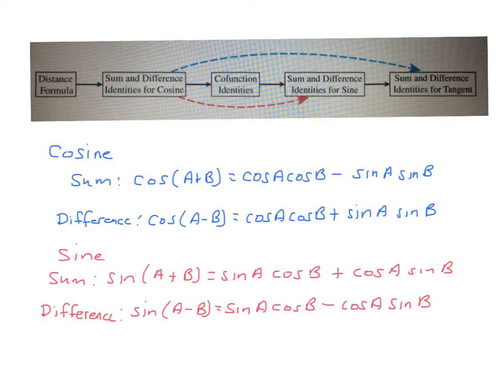For the sine, we know that the sum formula is sine of a plus b equals sine a cosine b plus cosine a sine b. And the difference formula: sine of a minus b equals sine a cosine b minus cosine a sine b. Now these are formulas that we're going to be using in this section quite a bit. We'll have to apply those and try to simplify expressions to answer questions with these.